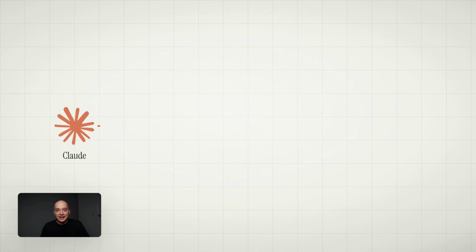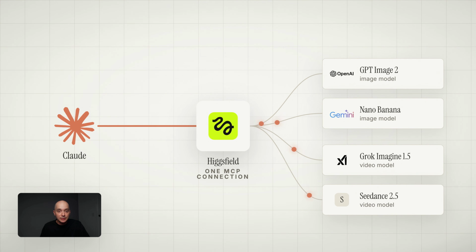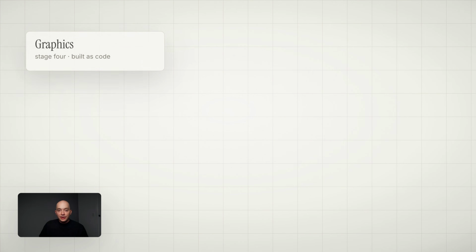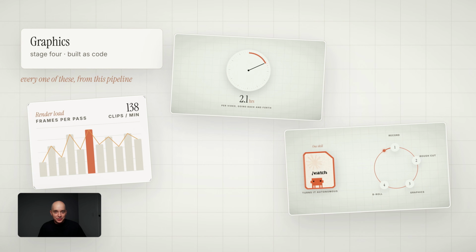Higgsfield lets Claude access all the best image and video models in one connection using its MCP. So Claude reads the context of the script and then can go and generate footage that fits exactly what I'm saying. B-roll is great, but the real power of this editing pipeline is in generating those motion graphics that you saw earlier.